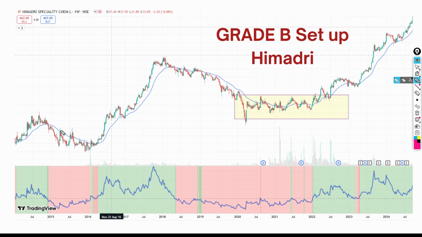Why? See here, it was a stage 1. See how beautifully Stan's structure works. You can see stage 1, RS becomes positive, the stock broke out, and it went into stage 2. Beautiful run up. The RS is always positive, and then after this point, the stock started to form a small stage 3, or it broke the trend line. If you draw a trend line here, this is where the trend line is broken. And then it formed a small stage 3.